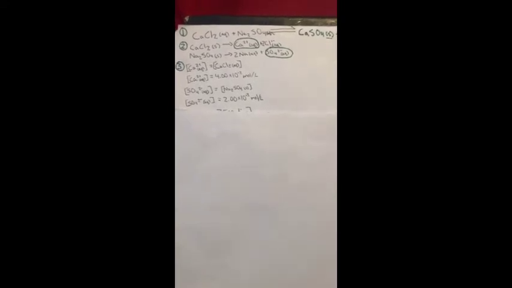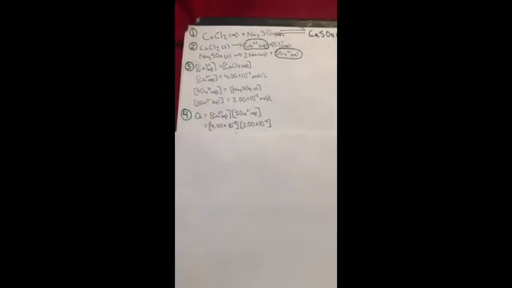So therefore, the concentration of Ca2 plus is equal to the concentration of CaCl2 because they have the same mole ratio, as well as SO4 2 negative and Na2SO4. So we have a concentration of Ca2 plus of 4 times 10 to the negative 2 moles per liter, and a concentration of SO4 2 negative of 2.00 times 10 to the negative 3 moles per liter.